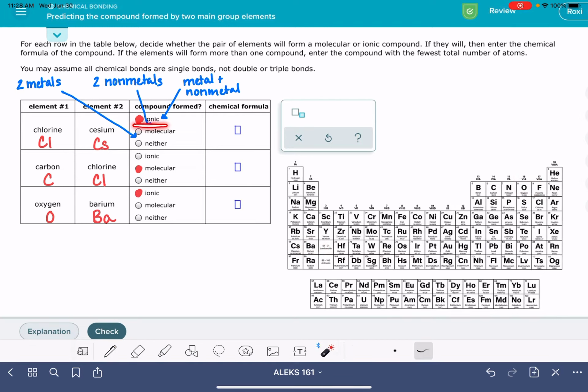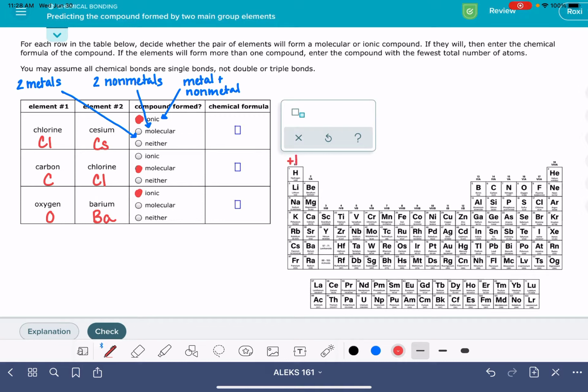Now, if we have an ionic compound, we need to predict the formula. If we have a molecular compound, we also need to predict the formula. If you were to choose neither, then you wouldn't need to predict a formula for that particular compound. We're going to start with the ionics because those are going to be easier for us to predict. To predict the formula for the ionic compound, we want to think about the charges on the two elements if they were going to be ions.